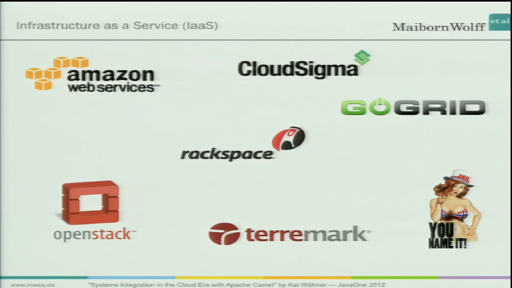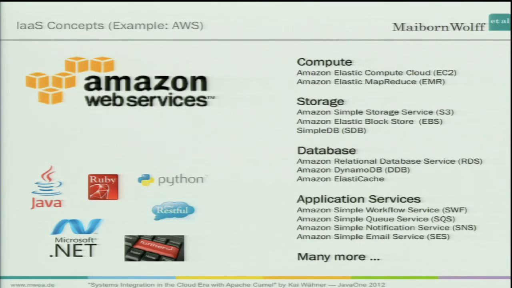There are several different providers in the meantime. We use Amazon Web Services here. And Amazon Web Services has different APIs for Java, for .NET, Python, and so on. And as with every other infrastructure as a service provider, it offers especially services for computing and for storing in the cloud. So these are the two main reasons why we use infrastructure as a service.